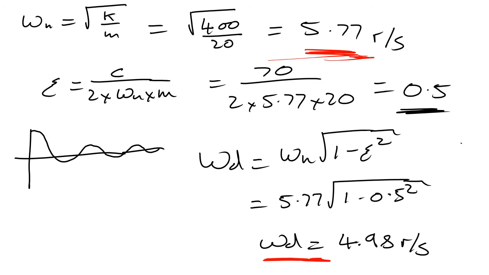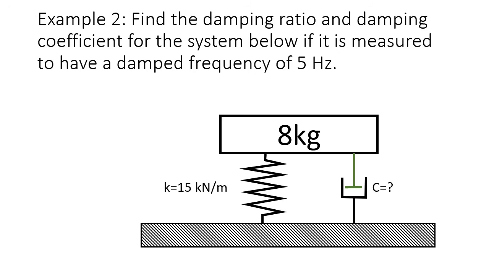So we'll just then move on to another example. In example 2 here, we're asked to find out what the damping ratio is and the damping coefficient for the system. And the system has been tested and it's been measured to have a damped frequency of oscillation of 5 Hertz. And that's something that you could easily do. If you take a system, you could even use your mobile phone with an app, and you can put a disturbance on the system and then measure how it responds, and that will give you the frequency of damped oscillation.